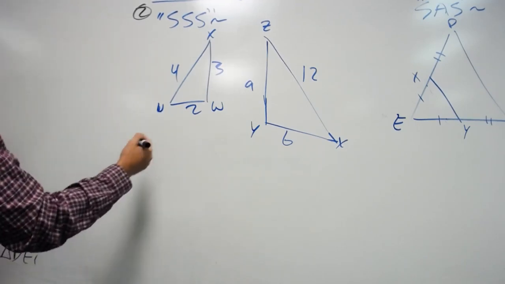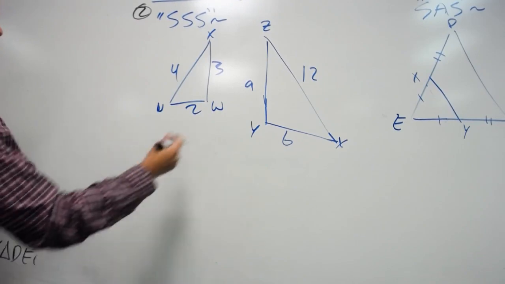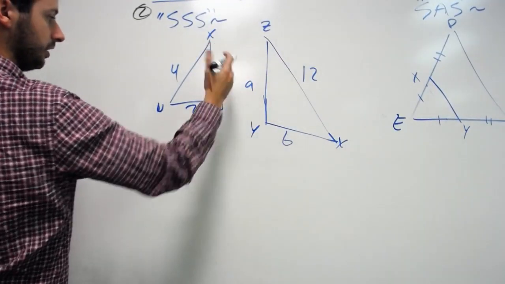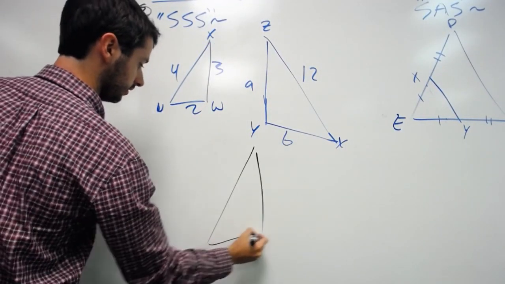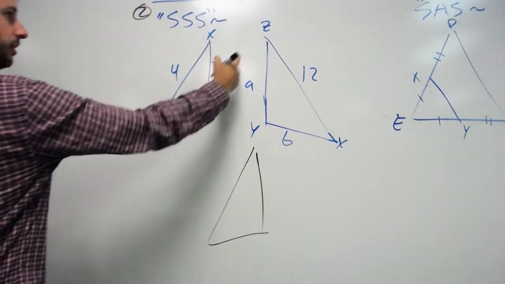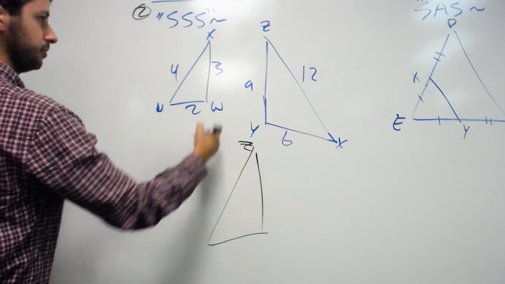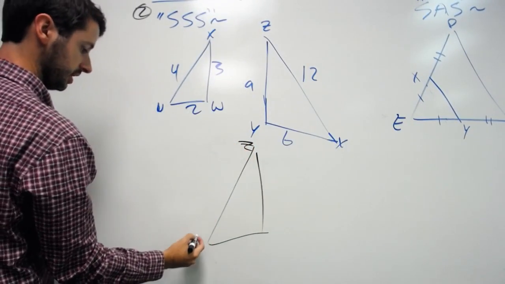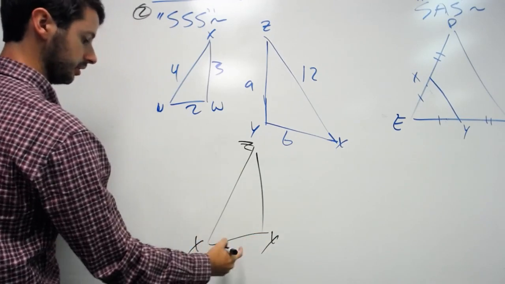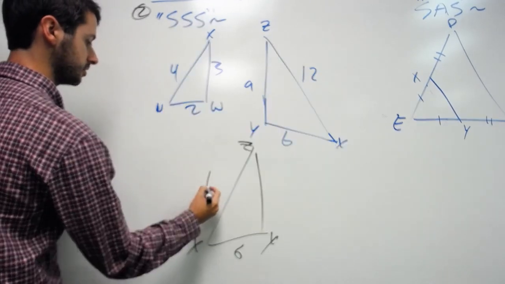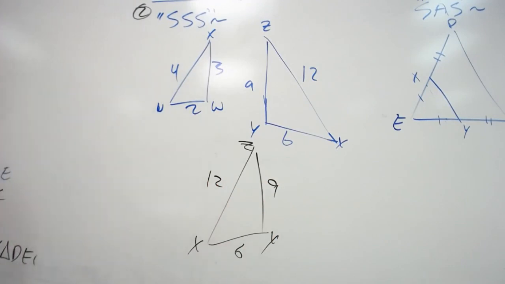So here we have, I would actually need to flip this triangle to make it look the same. So I'm going to go ahead and flip it so you can see it better. It'd be Z, this would be X, and this would be Y. YX is 6, this is 12, this is 9. Now that I've flipped it and reorganized it, we can see the triangles a little bit easier.